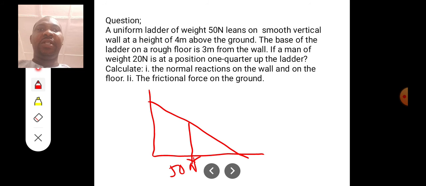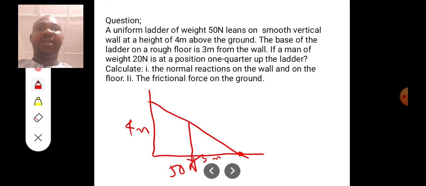A ladder of weight 50 newtons leans on a vertical wall at a height of 4 meters above the ground. So the height of the ladder above the ground is 4 meters. The base of the ladder on the floor is 3 meters from the wall. The base means under the ladder. It is 3 meters from the wall, so we have here to be 3 meters.